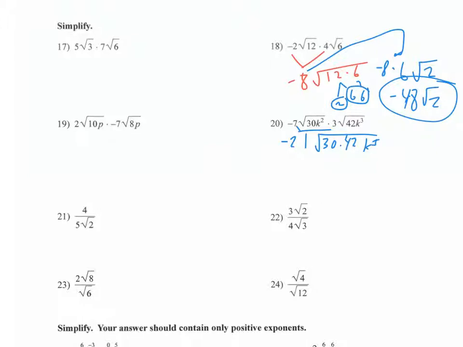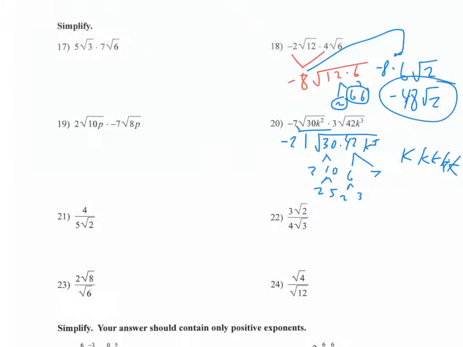So now I'm going to break these down. So this will be 3 and 10, which is 2 and 5. And then this one will be 6 and 7, which would be 2 and 3. And then my k's, I have just 5 of those, so I like to list them out like this.